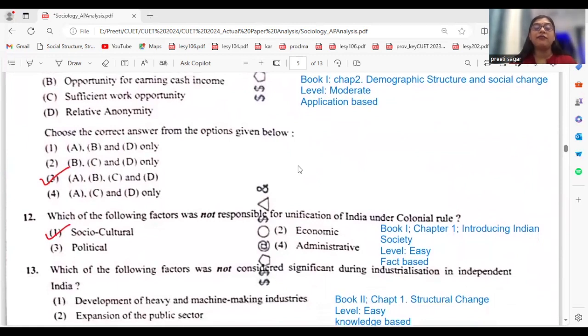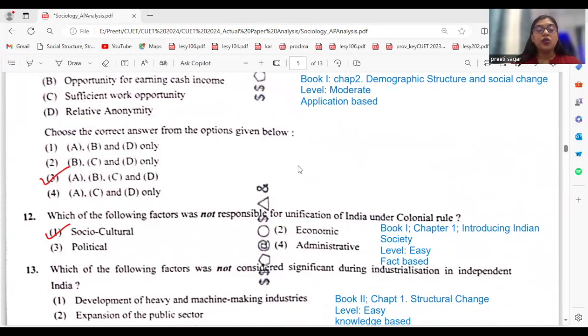Next is which of the following factors was not responsible for unification of India under colonial rule? So here unification had not happened, or it did not take place in the context of socio-cultural, right? In the social-cultural aspect. So option A is the right answer.